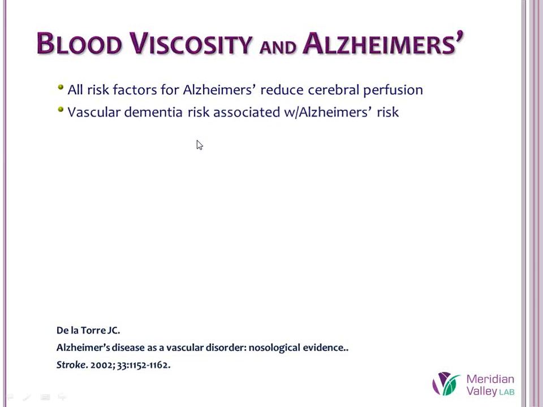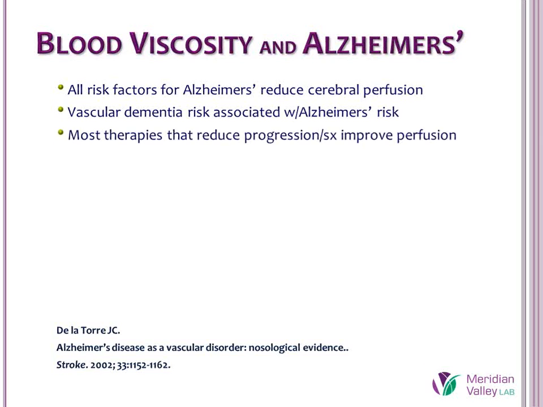Number 2, statistical association between risk factors for Alzheimer's disease and vascular dementia. There is a statistical association. Number 3, improvement of cerebral perfusion is obtained from most pharmacotherapies used to reduce the symptoms or progression of Alzheimer's disease. Number 4, detection of regional cerebral hypoperfusion via neuroimaging identifies those at risk for Alzheimer's disease.